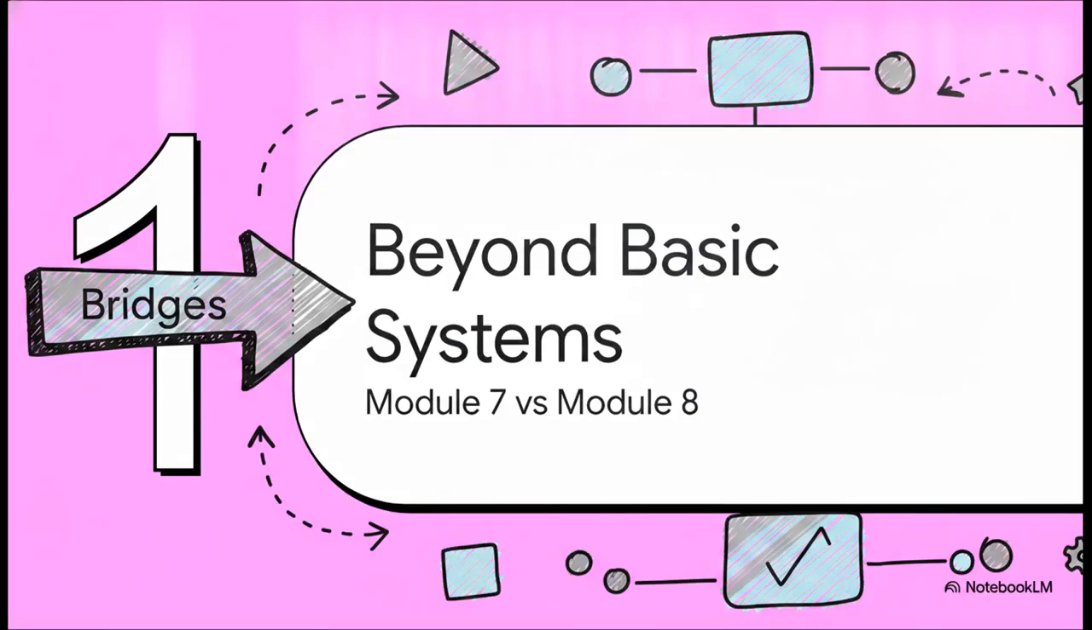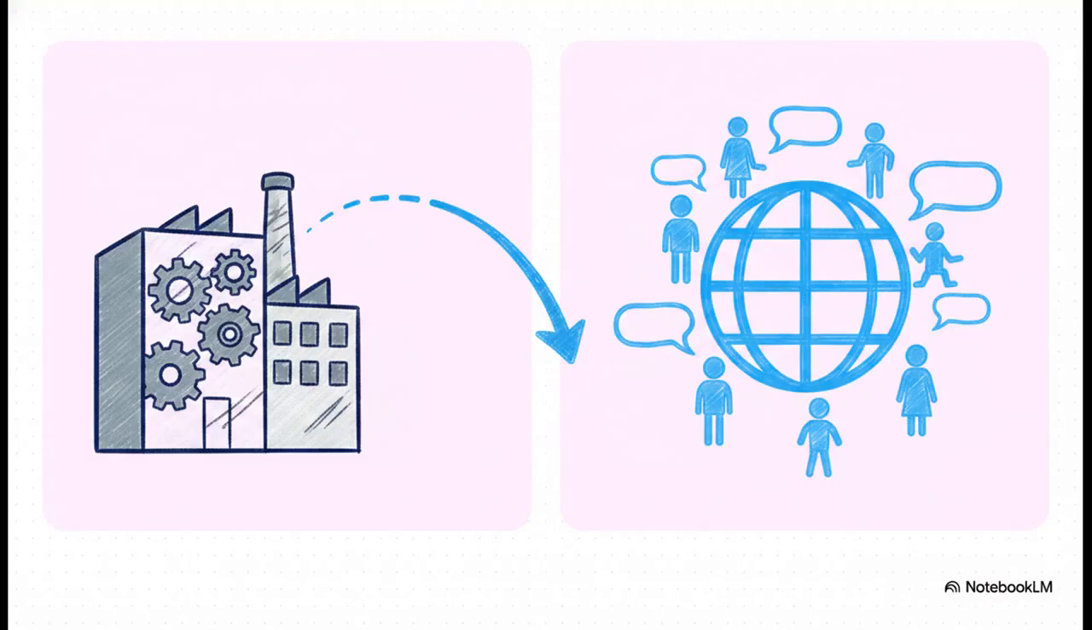Section 1, Beyond Basic Business Systems, where we compare Module 7 to Module 8. So think back to Module 7 for a second. You guys just got a handle on internal business management systems. You learned how HR software handles recruiting and payroll, or how inventory systems stop a warehouse from accidentally overstocking. And those systems are absolutely crucial for keeping your own house in order. But now we're flipping the lens.